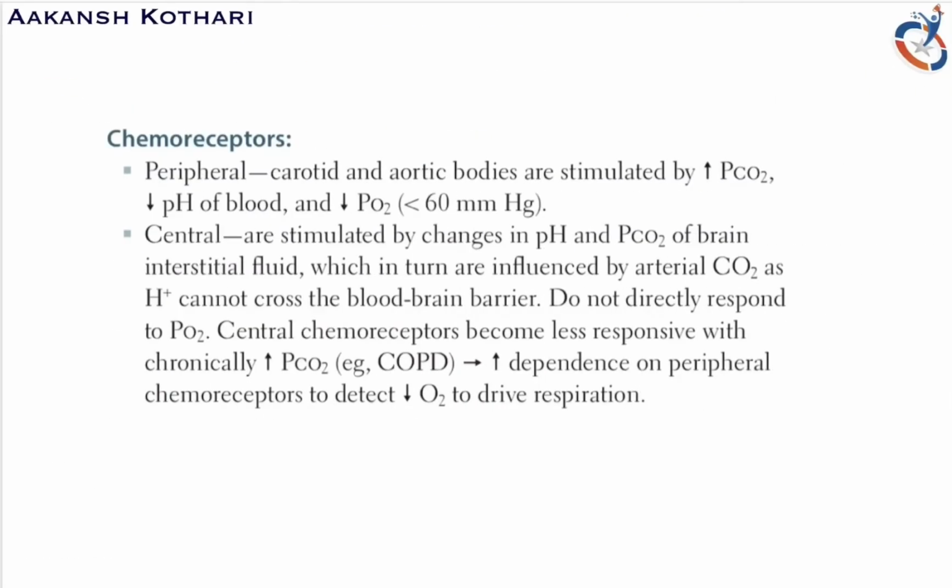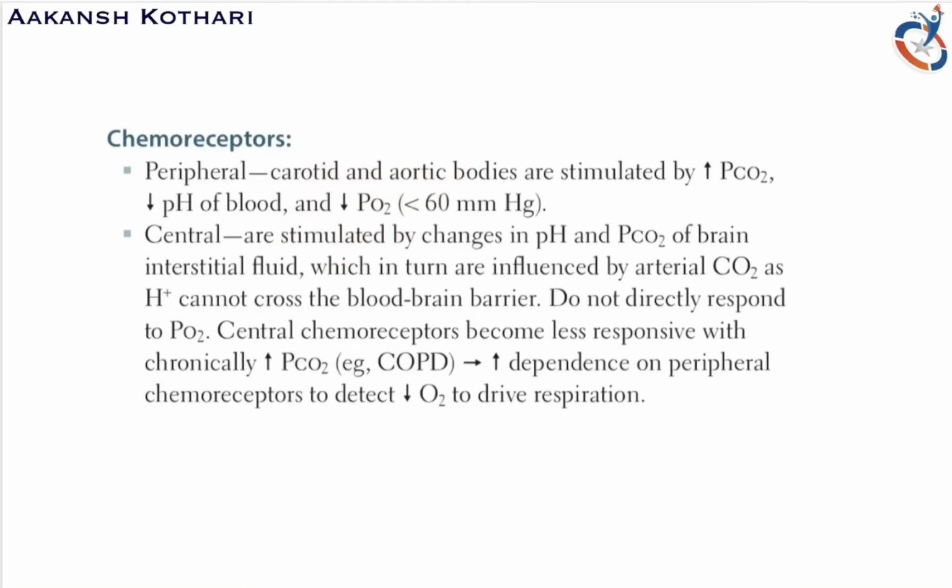So, there are two kinds of chemoreceptors. The first one is the peripheral chemoreceptors and the second one is the central chemoreceptors. The peripheral chemoreceptors are present on the carotid and the aortic arch, that is the carotid sinus and the aortic arch, and are stimulated by increase in the partial pressure of carbon dioxide, decrease in the pH of blood and decrease in the PO2. Please remember, it also responds to decrease in the PO2.